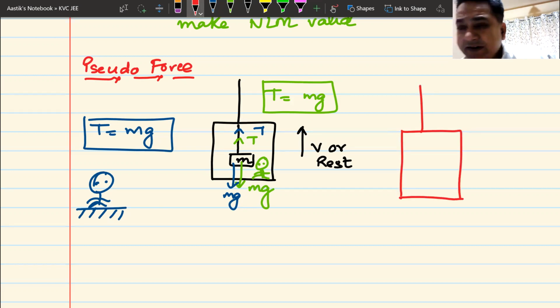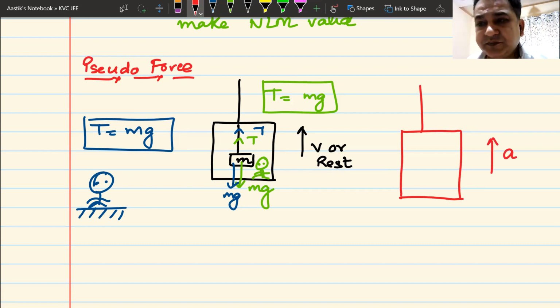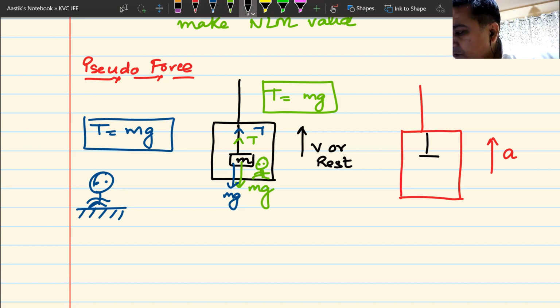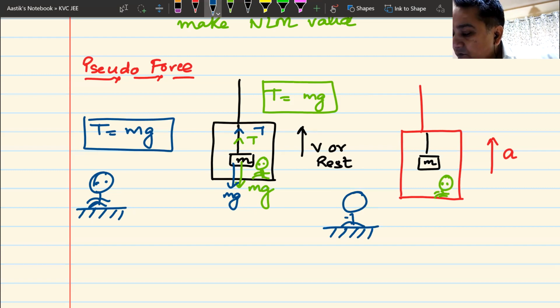Now the problem with this red lift is simple: it is accelerated upwards. Nothing else has changed. This lift, the red lift, has started to accelerate. Now again, I have the same block hanging here, a block of mass m, and then I have these two hulks. They don't have any job to do, so they are helping us in understanding the reference frame. And then there is the blue hulk.